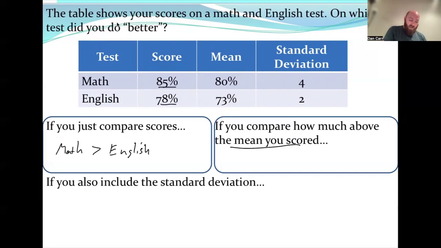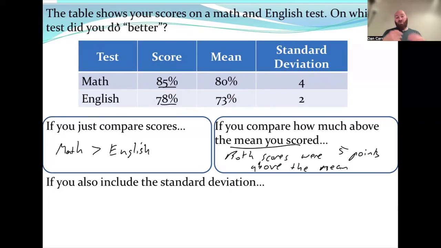But if you compare how much above the mean that you scored, take a look at this. The mean was 80%, and then you scored 5% above. Here, the mean was 73%, and you scored 78%, so it's also 5% above. So is there really a better one? You did better than average in both cases, 5 points more in math and 5 points more in English. So relative to the rest of the classmates, both scores were 5 points above the mean. These are things that are helpful to get a feel for it.